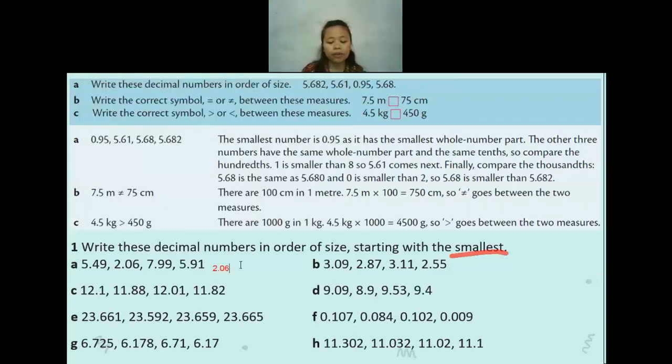After that, what number? 5.49. Yeah, 5.49. And then 6.21. And last is 7.99. Okay. Is there anyone who gets confused ordering the decimals in here? No? Okay.